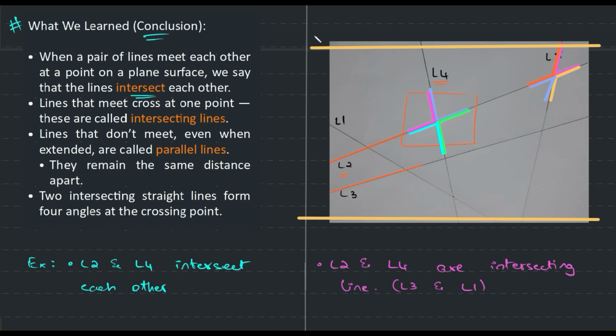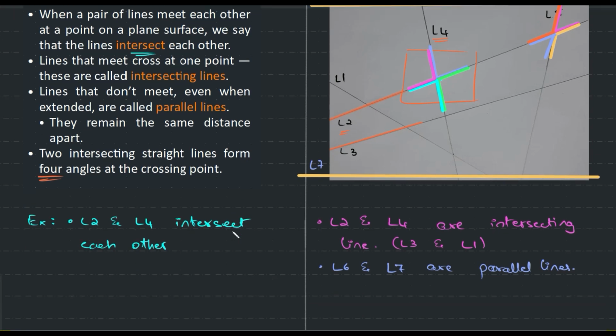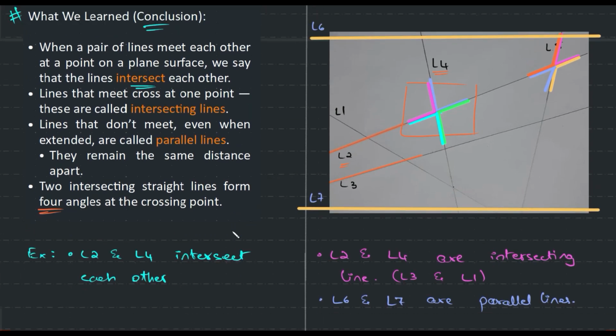So let me call this L6, L7. L6 and L7 are parallel lines. They remain the same distance apart. Two intersecting straight lines form four angles at the crossing point. These are all easy to observe. These are all easy to understand.